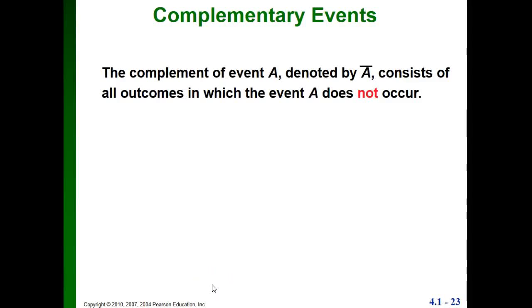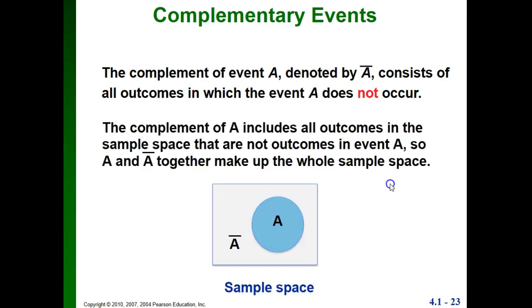Let's talk about probabilities where they have to do with complementary events. The complement of an event A, which in this book is denoted by A with a line over the top, consists of all outcomes in which the event A does not occur. So the complement of A includes all the outcomes in the sample space that are not outcomes in the event A. That means A and A complement together make up the whole sample space.